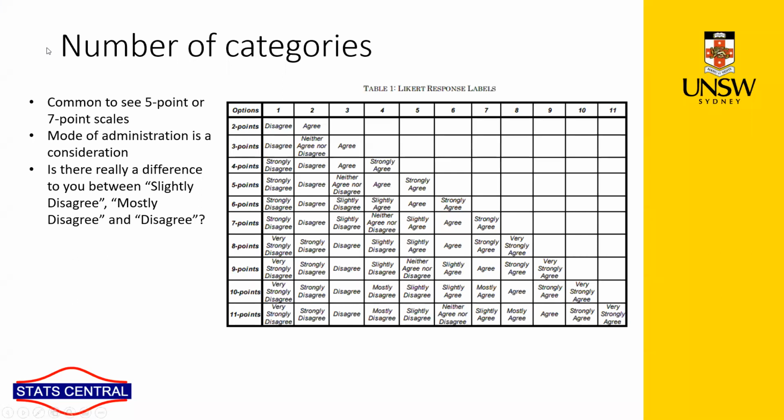Okay, so first, number of categories. It's really common to see 5 or 7 point scales, but you can see in this table here that it presents Likert type scales from 2 points, disagree versus agree, all the way up to 11 points on a scale. But most often you see 5 or 7, sometimes 6. So how do you choose how many different options you present to someone? Well, first of all, mode of administration is a big consideration.